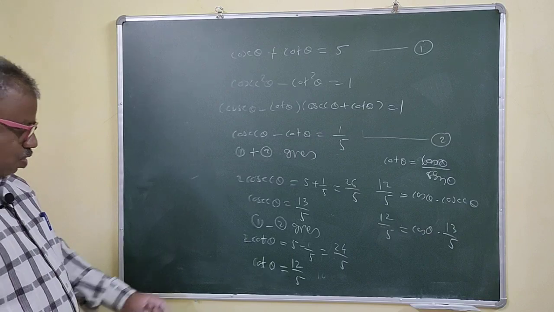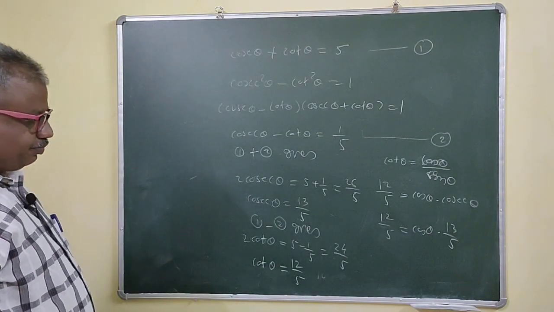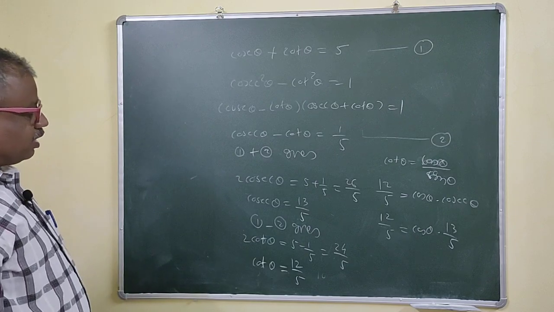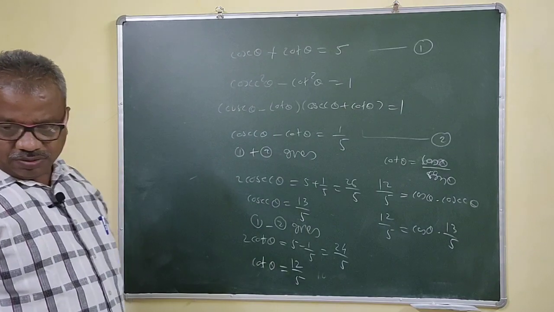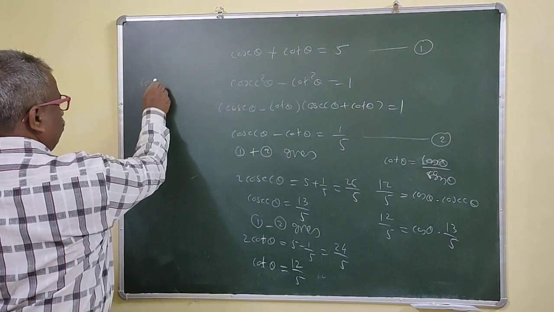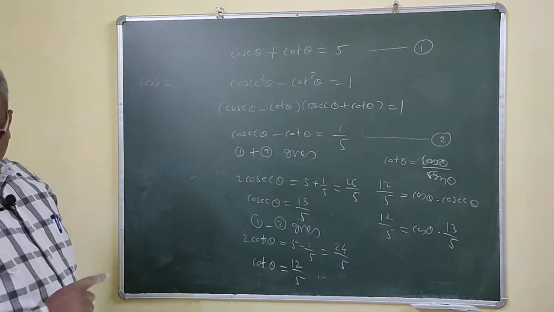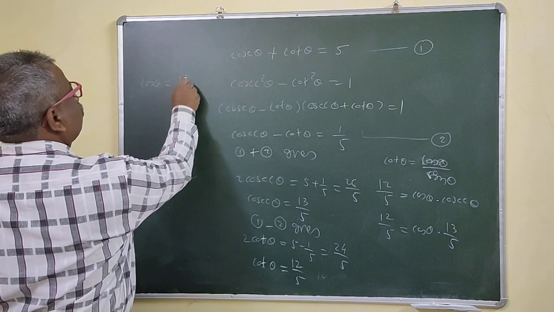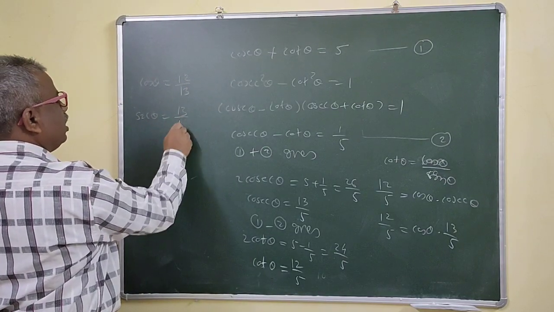With the help of cot theta alone, you cannot find sec theta here. There is only one way. You cannot apply the fundamental identity also, because the position of theta is not known to you. Only this identity you can use. So cos theta, the 5 gets cancelled, so this is 12 by 13. So sec theta is equal to 13 by 12. We are through.